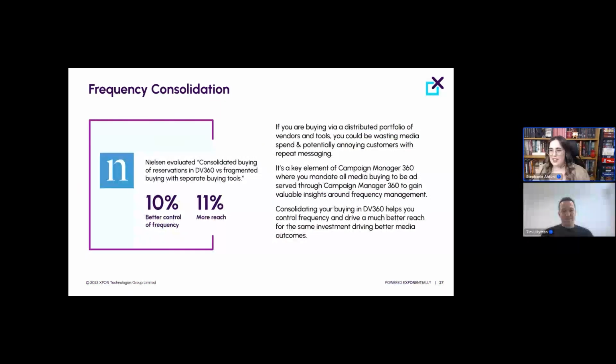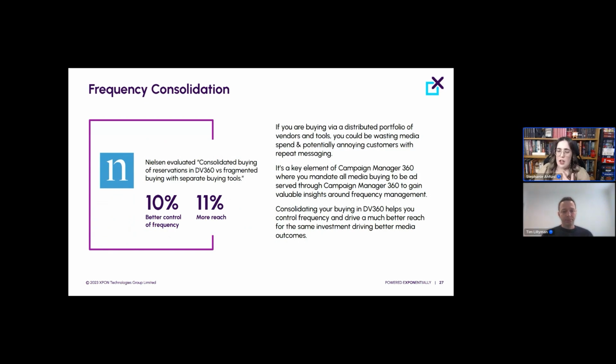The tangible benefit of this, essentially, there was a study by Nielsen that evaluated consolidated buying through DV360 versus fragmented buying with separate tools. As you can see, stats on the screen, this study found that a consolidated approach actually got us 11% greater reach by buying through one platform instead of distributed.